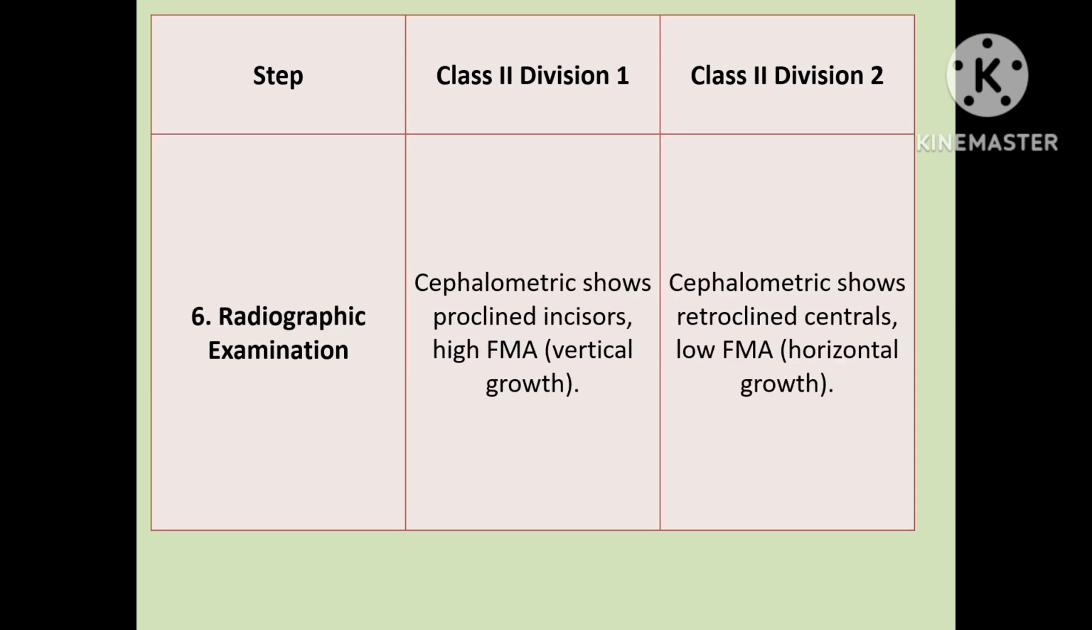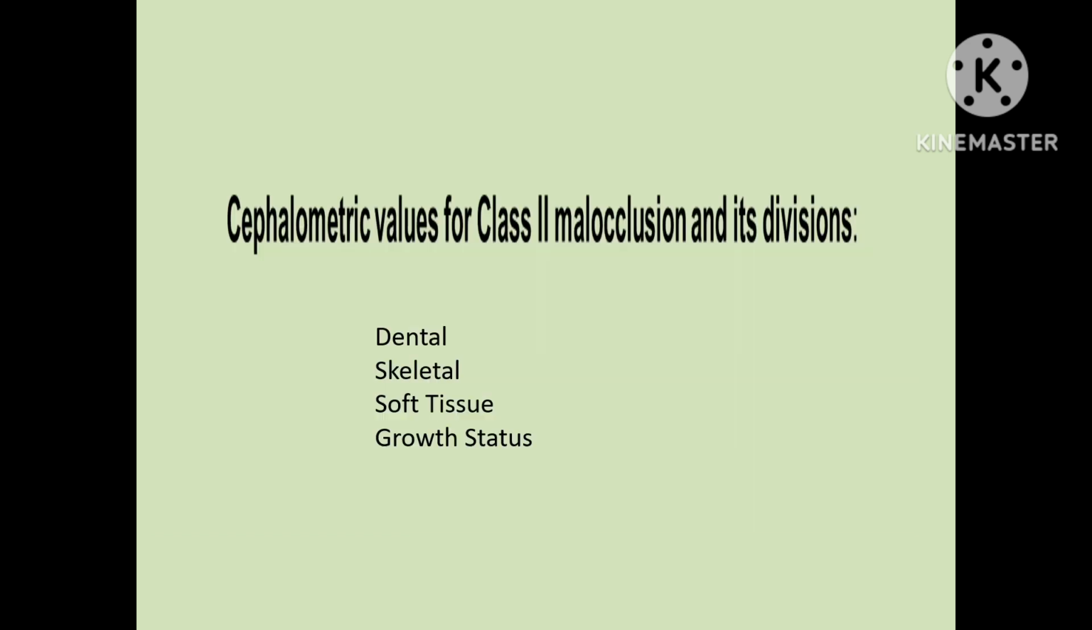Radiographically, Division 1 demonstrates proclined incisors and a steep mandibular plane, whereas Division 2 shows retroclined incisors and a low mandibular plane. I think here it is important to explore more about the cephalometric use in a Class II Division 1 patient. We'll cover this topic under four headings: the dental, skeletal, soft tissue and the growth status.